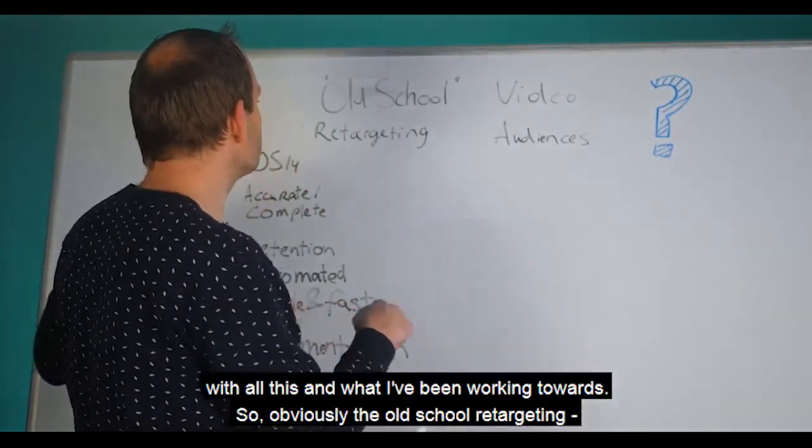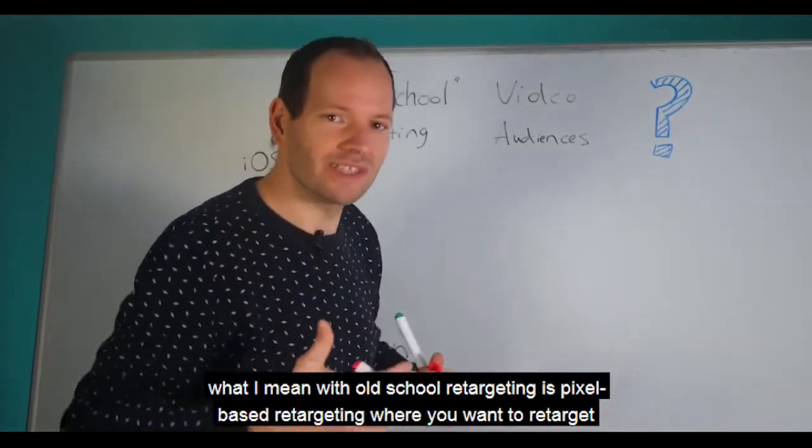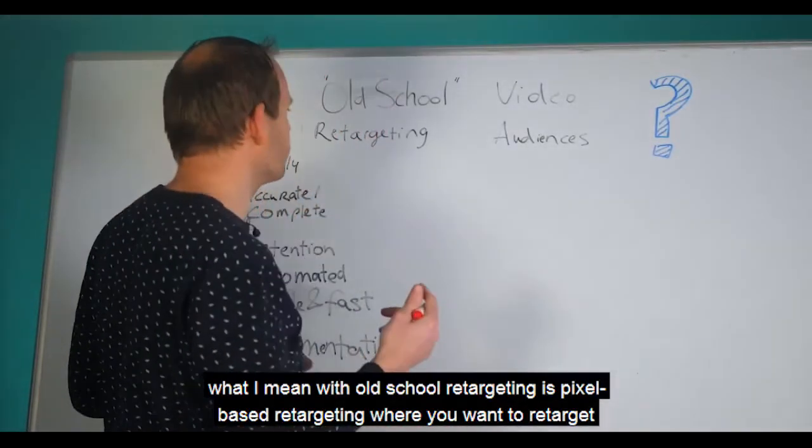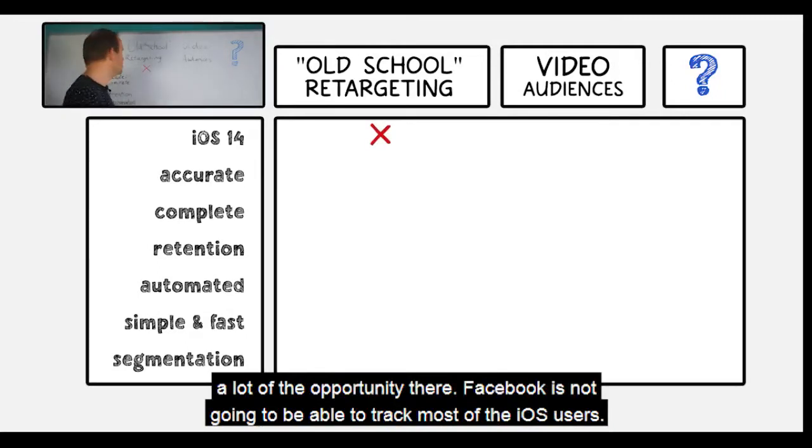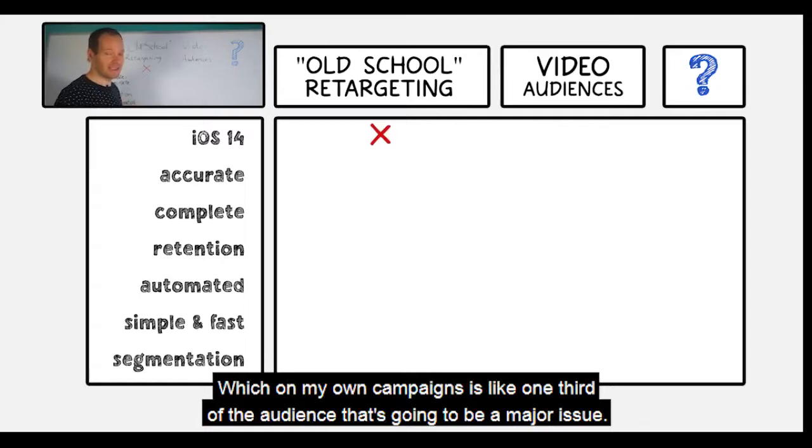So obviously the old school retargeting, what I mean by old school retargeting is pixel-based retargeting, where you retarget people who visit your website. It's obviously definitely not iOS 14 proof. We're going to lose a lot of the opportunity there. Facebook is not going to be able to track most of the iOS users, which in my own campaigns is like 1/3 of the audience. That's going to be a major issue.